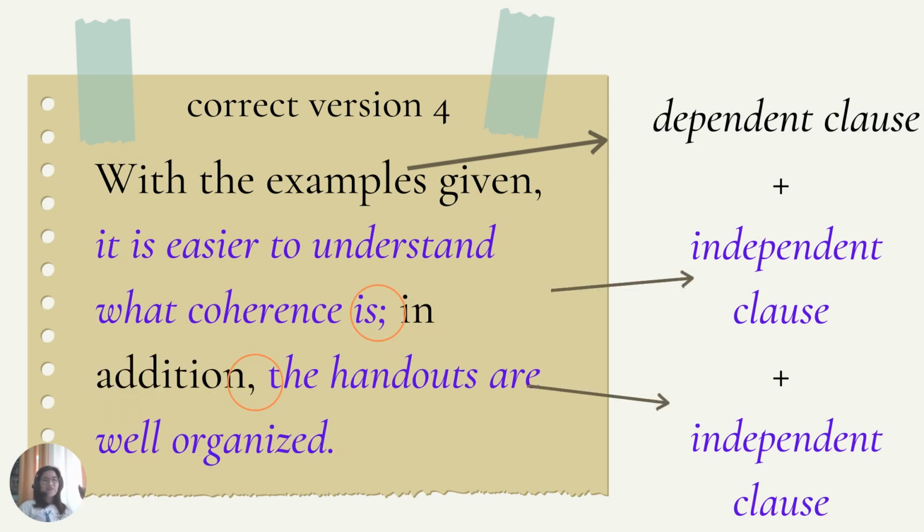And then another version is to use a semicolon, the one that I have mentioned in this tip: semicolon, conjunctive adverb, and then comma. So with the examples given, comma, it is easier to understand what coherence is, semicolon, in addition, comma, the handouts are well organized. So there are 4 ways to correct that sentence.